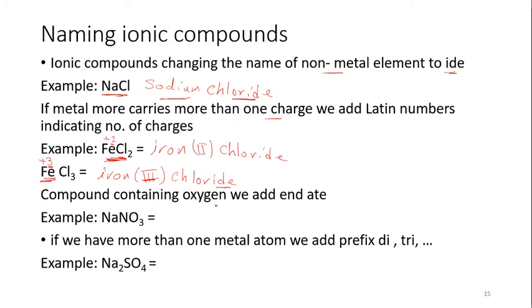For a compound containing oxygen, we will end the name with ATE. Like in that case, I have here sodium, and I will name this part nitrate. If I have more than one metal atom, I should add a prefix at the beginning of the name. So if I have 2 sodium atoms, in that case I should write disodium sulfate.